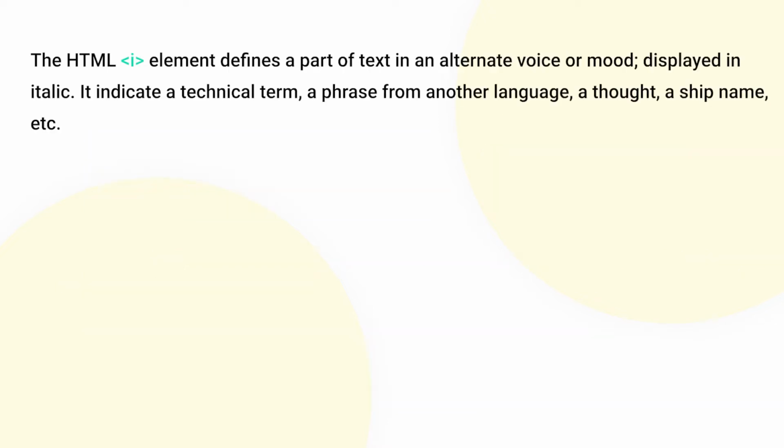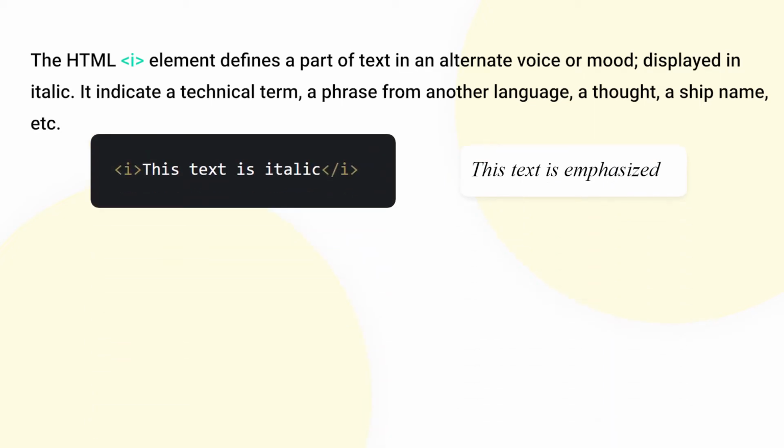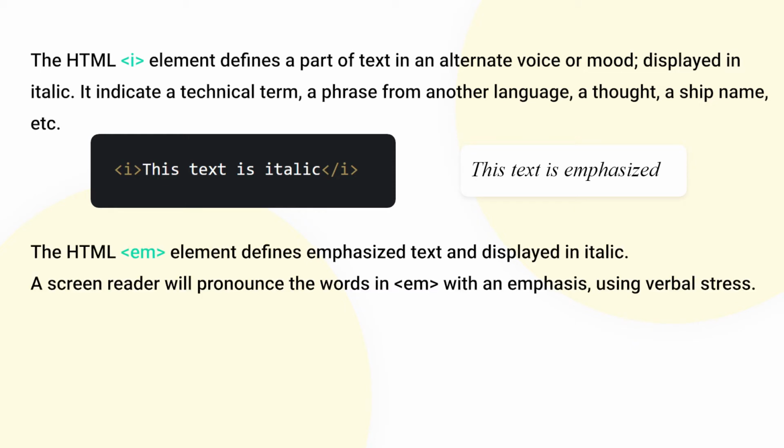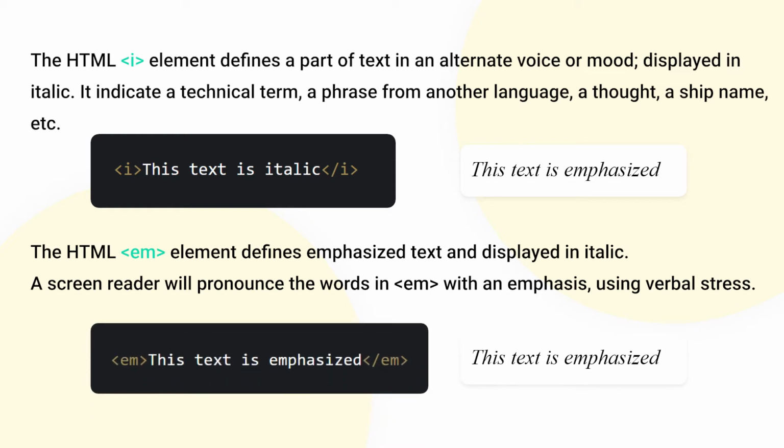The HTML i element defines a part of text in an alternative voice or mood, displayed in italic. It indicates a technical term, a phrase from another language, a thought, a ship name, etc. The HTML em element defines emphasized text and is displayed in italic. A screen reader will pronounce the word in em with an emphasis using verbal stress.